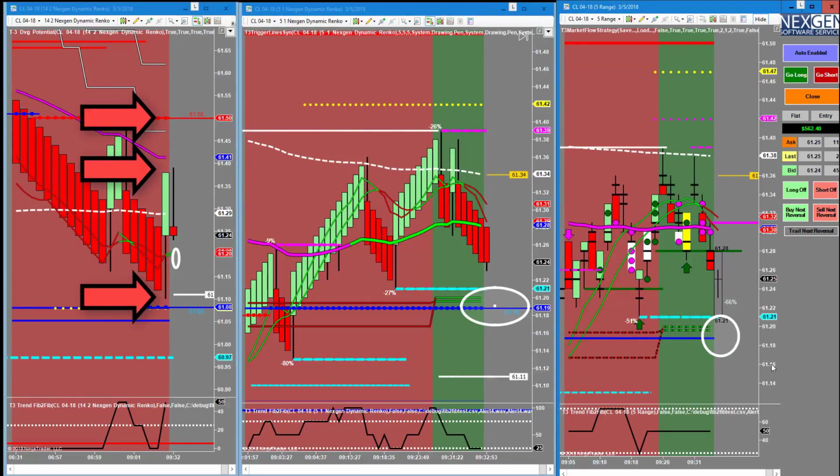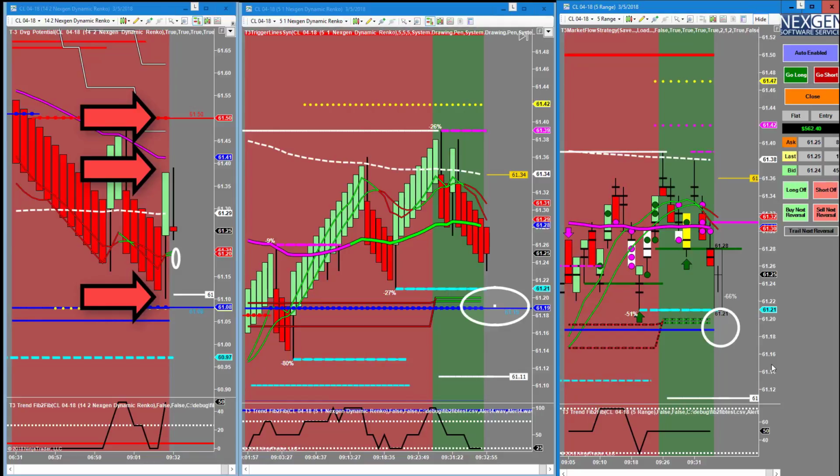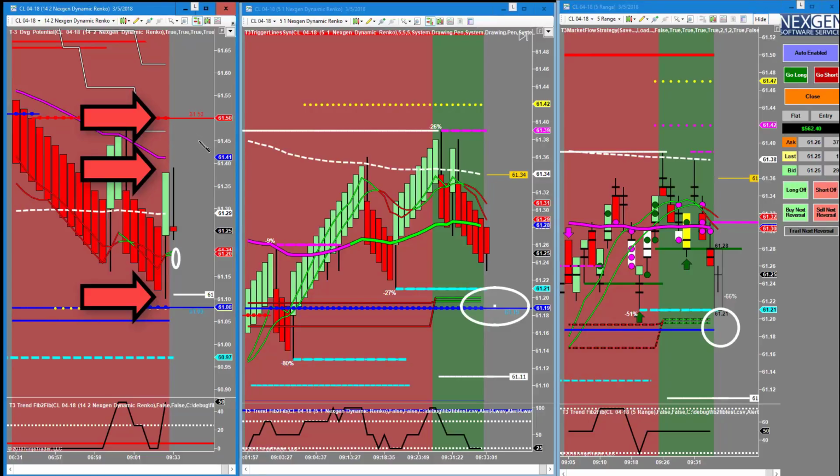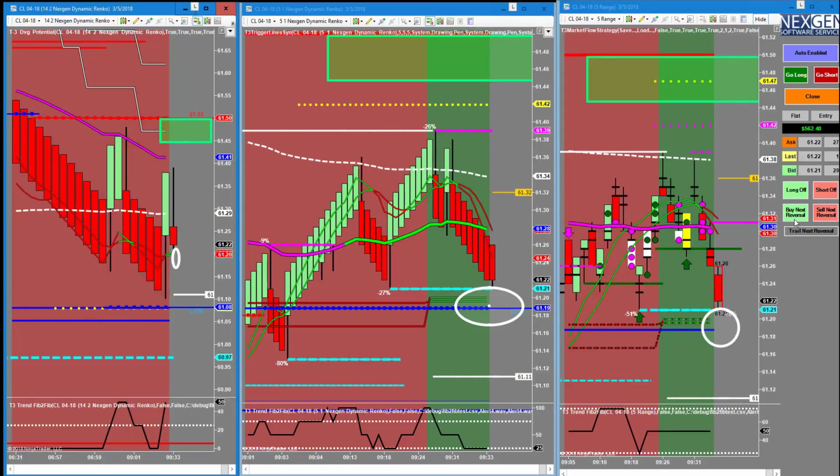Now, in this situation, look at our large chart. This is not the most favorable look for a long trade. We've got resistance up here. We've got synthetic triggers going down. We've got really a downtrend.